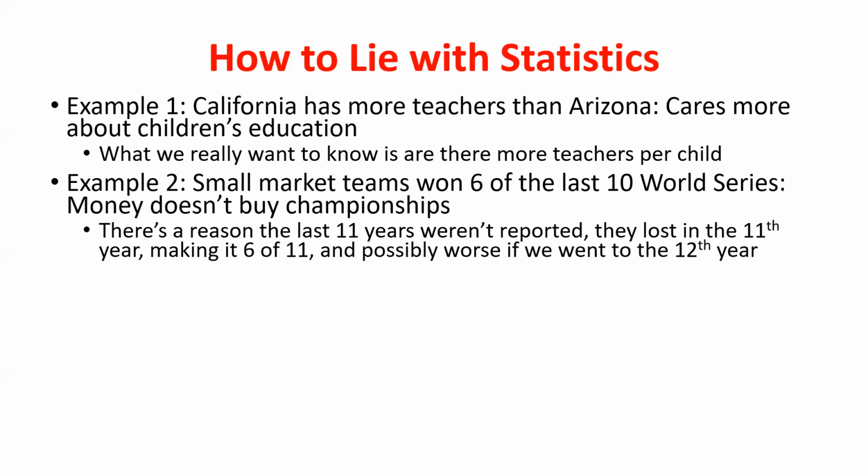So anytime that you see data censored, or like, why does it start and end in this time period? Or why do they only include these states or only these industries? There's probably a reason. It's probably because if they didn't, then they would get statistics that don't line up with the story that they want to tell.